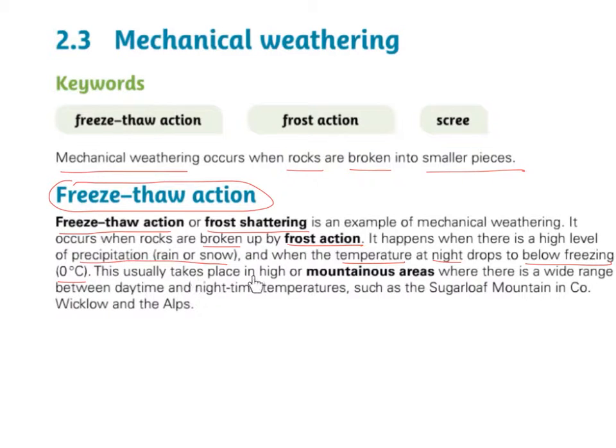This usually takes place in high or mountainous areas where there is a wide range between daytime and nighttime temperatures, such as the Sugarloaf Mountain in County Wicklow and the Alps. So freeze-thaw action has to take place in areas where at nighttime it's very, very cold. It has to go below freezing. And in the daytime, it is warmer, above freezing. So above 0 degrees Celsius.